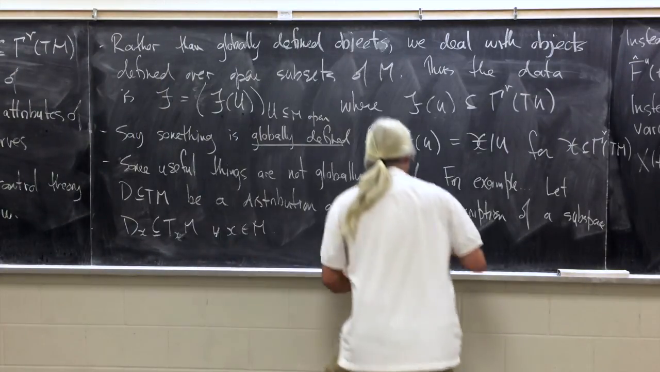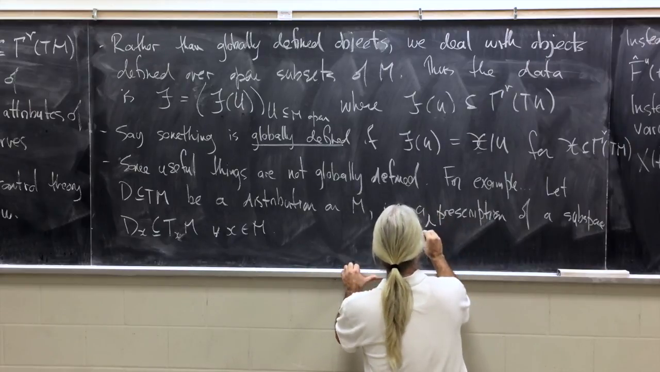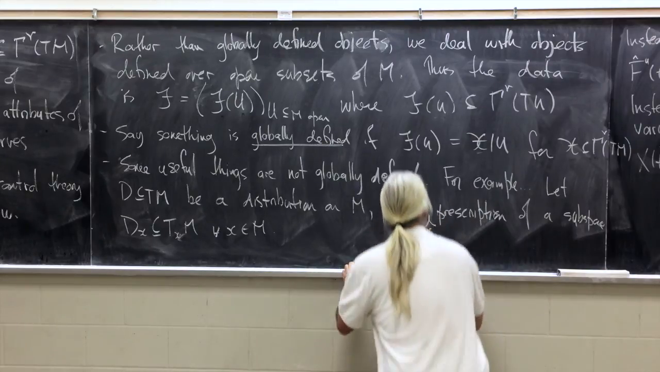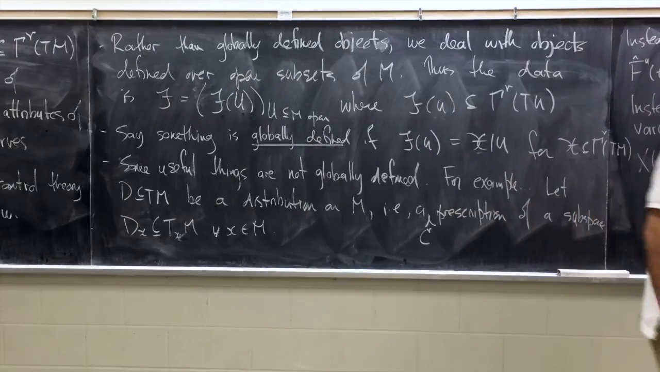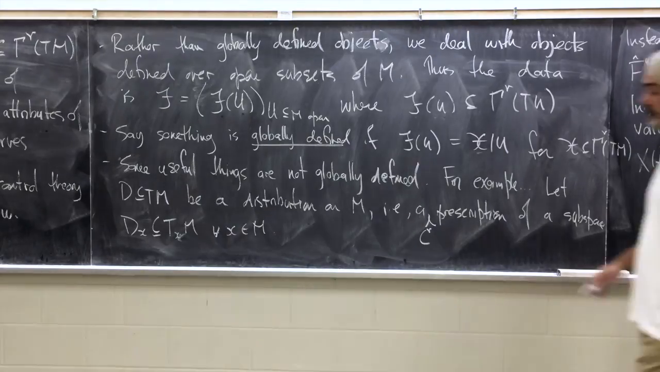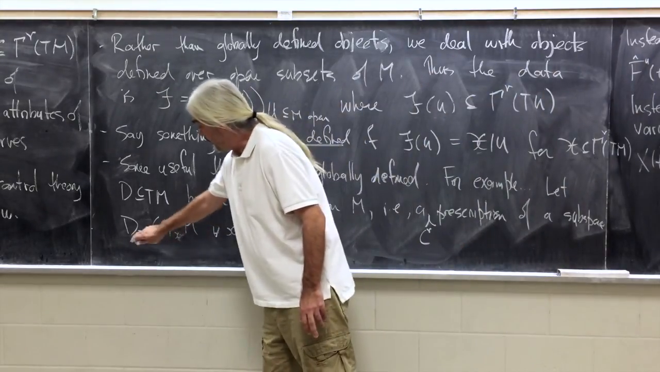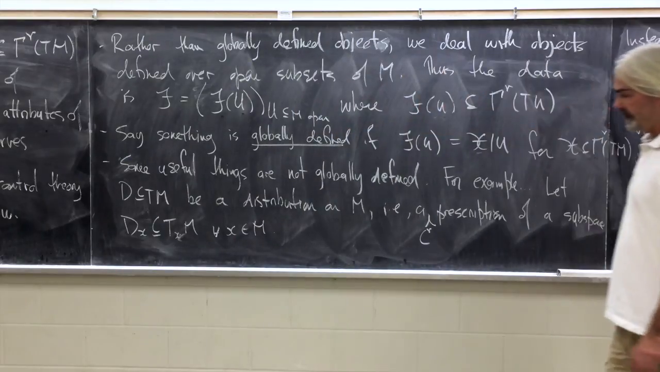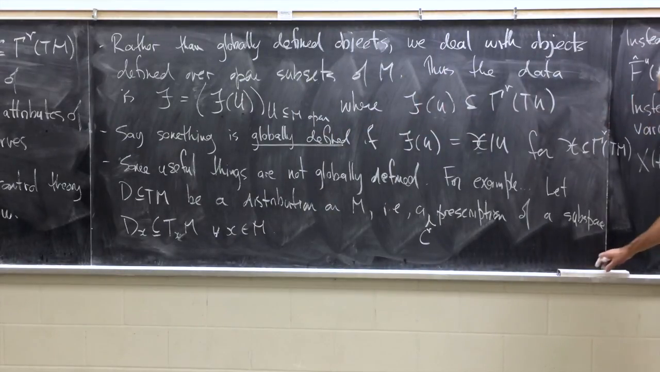So let me just tell you the words, I don't want to write it down. When I say that we have a C^ν distribution, what that means is that around every point x in M there is a neighborhood and a collection of C^ν vector fields defined on that neighborhood, so that D is the span of those vector fields at every point in the neighborhood. So that's what C^ν means.